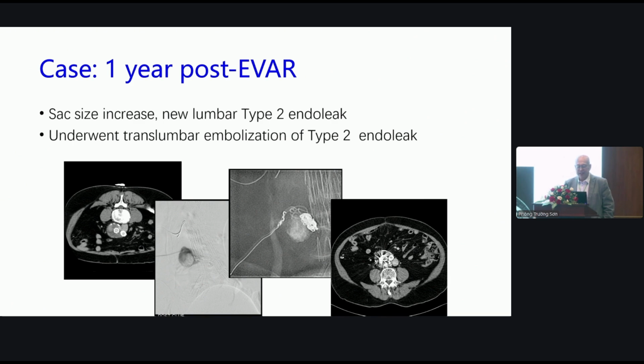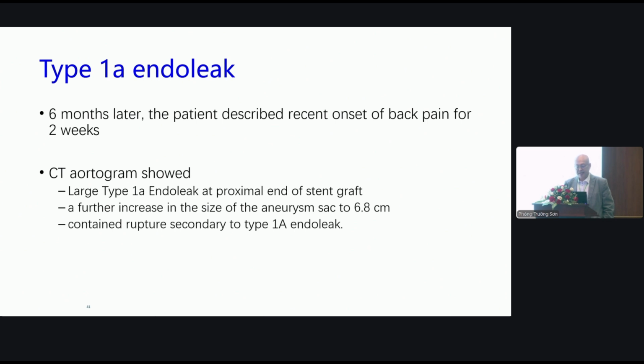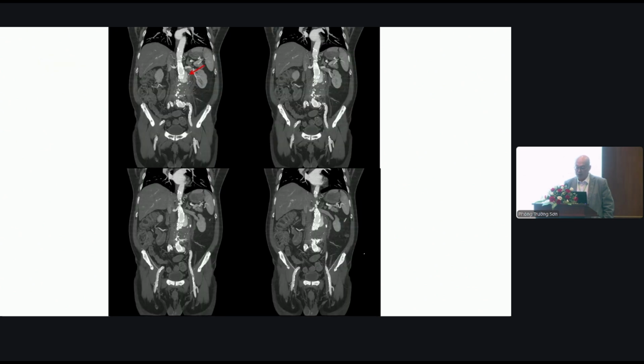This is another case where 1 year post-EVAR, you have a new type 2 endoleak, and of course I went in and translumbar embolized with the help of a radiologist under CT guidance, a type 2 endoleak. 6 months later, the patient came back for onset of pain, and then we found interestingly that there was a type 1A endoleak this time.